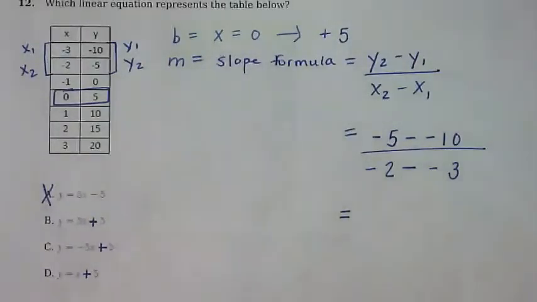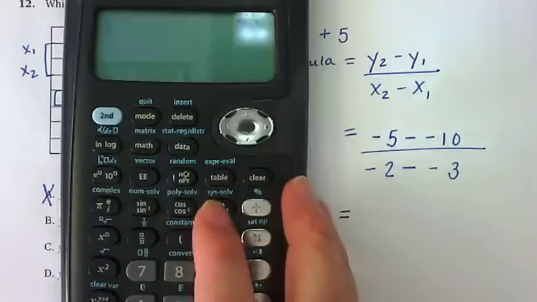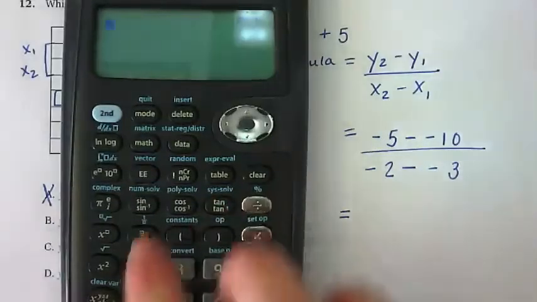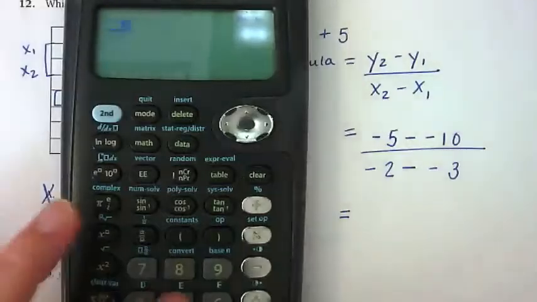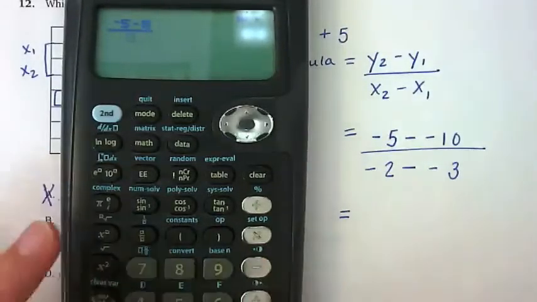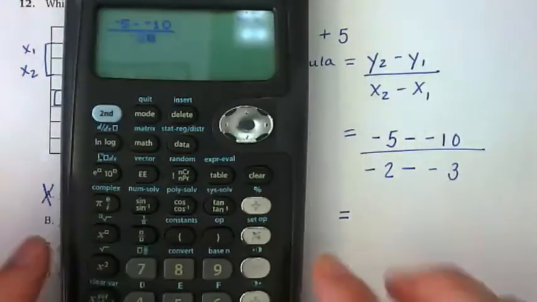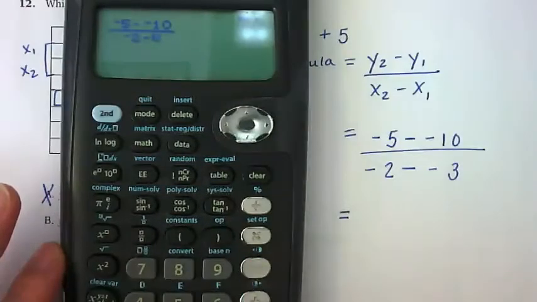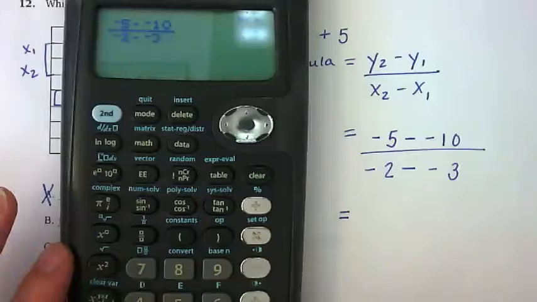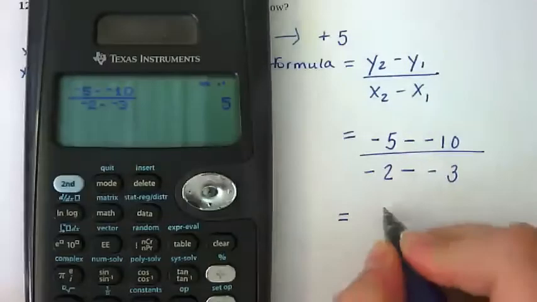So if you want, you can actually just plug this straight into your calculator all at once. So if you have this calculator, you can hit your fraction button. Type in negative 5 minus a negative 10 all over negative 2 minus a negative 3. And that gives us a 5. So that's one way we can do it.